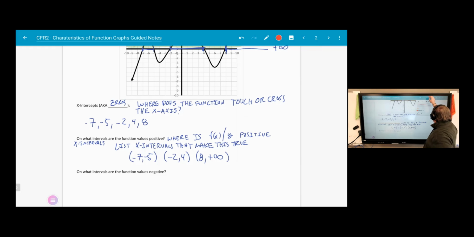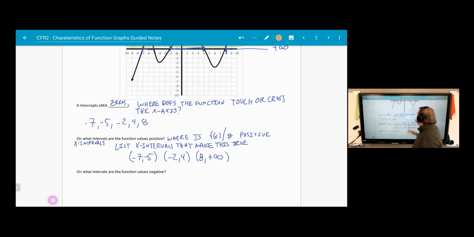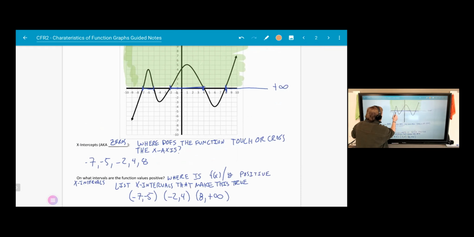Where is the function negative? I'm just going to put a little highlighter on here. Negative x values or y values are below the x-axis. So anything down in here is a negative y value.